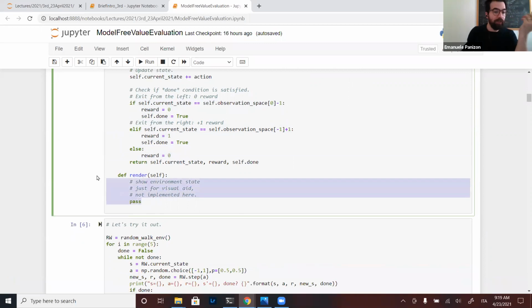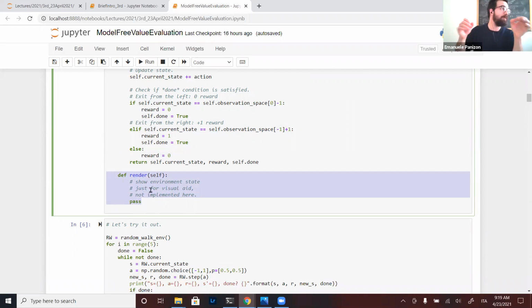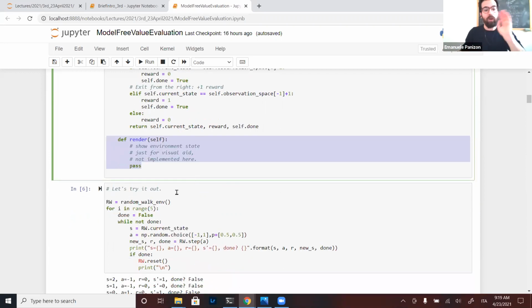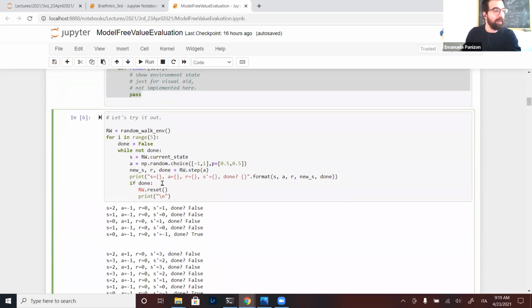Okay, just to point out that generally speaking, in all these libraries online, you will find a render function, which just helps. When you use this function, it will pop up some picture of the state of the system. I didn't put it here because it was simple, but this is the way a general environment is created in most of the libraries you can find online. Okay, let's try it out.